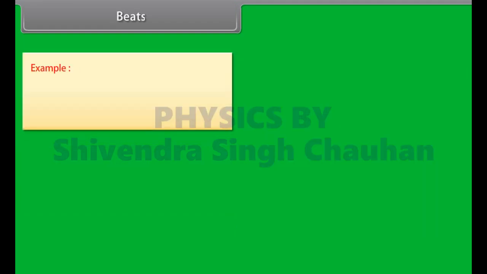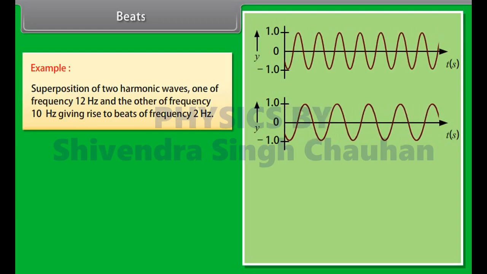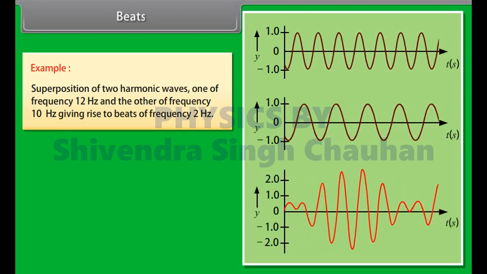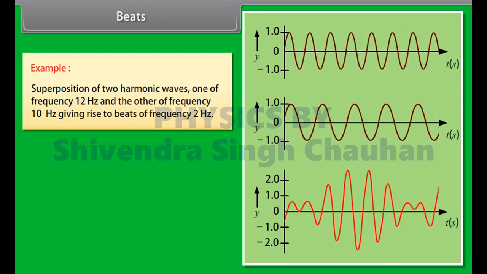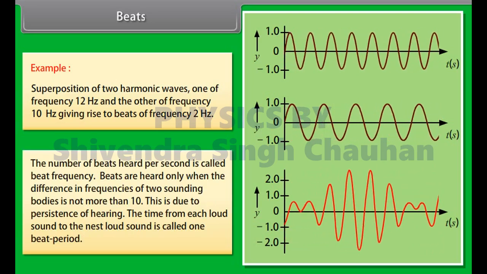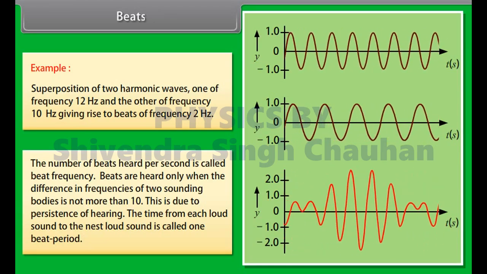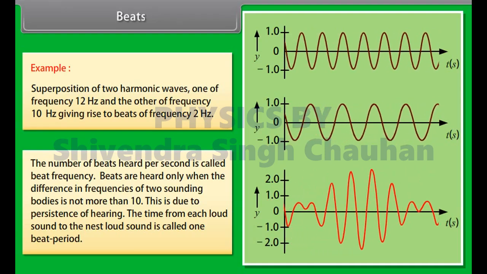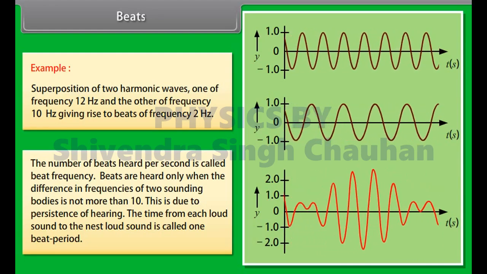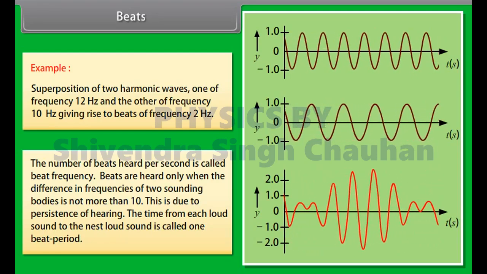Let's see an example. There are two harmonic waves, one of frequency 12 Hz and the other of frequency 10 Hz. When they superimpose on each other, they give rise to beats of frequency 2 Hz. The number of beats heard per second is called beat frequency. Beats are heard only when the difference in frequencies of two sounding bodies is not more than 10 Hz. This is due to persistence of hearing. The time from each loud sound to the next loud sound is called one beat period.